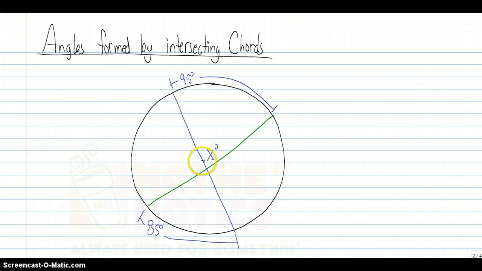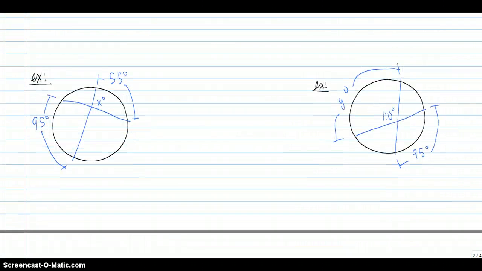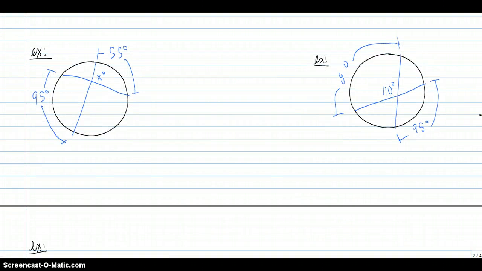And in fact, since these intersecting chords give us this angle of intersection, we don't subtract, we actually add. We find the average of those two intercepted arcs. So 95 plus 85 divided by 2 gives us that x in this case is equal to 90. So when the angle is outside, we subtract and divide by 2. When the angle is inside, we add them and divide by 2, or we just find their average. We'll go through a few examples of using that formula.